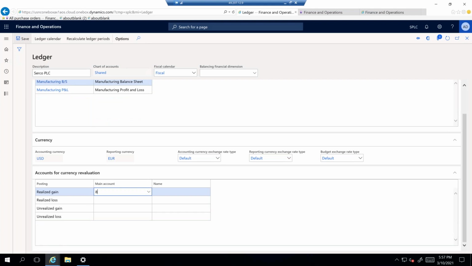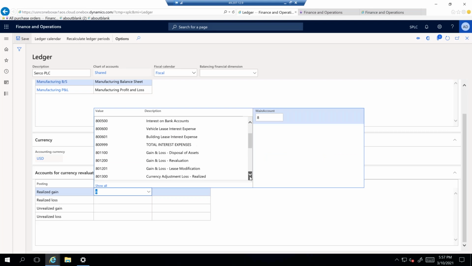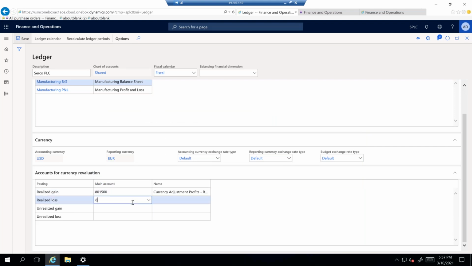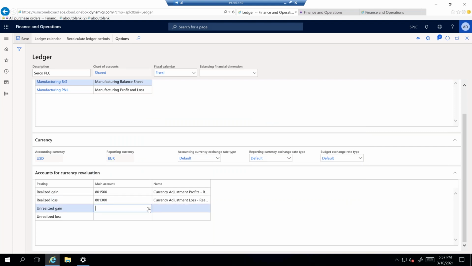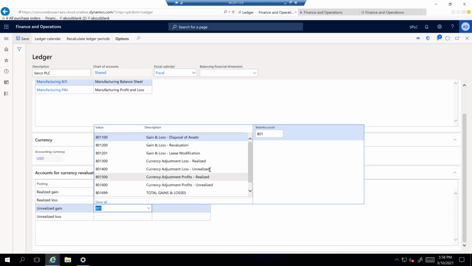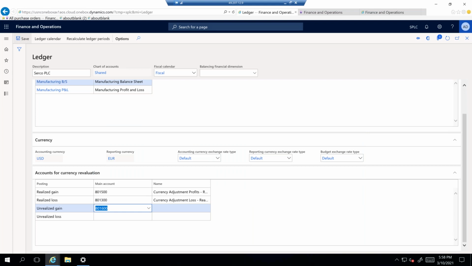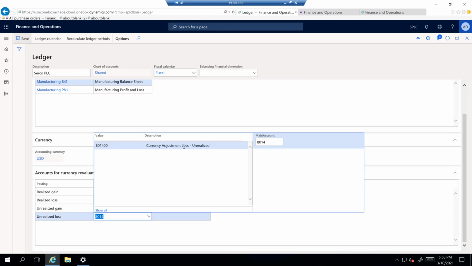It will be in the 8 series. So realized gain, realized profit, realized loss, unrealized gain, unrealized loss, unrealized profit, 8014, unrealized loss.